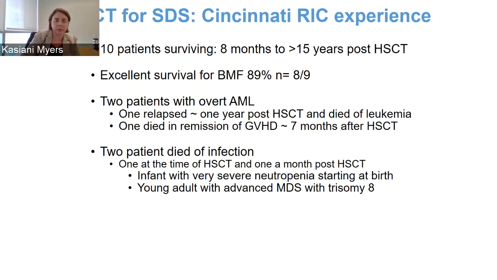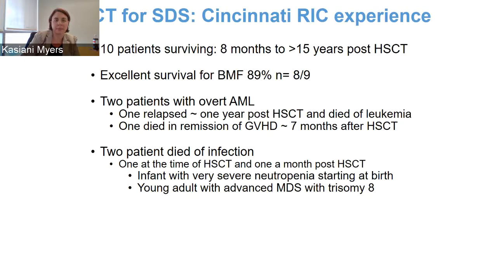10 patients are currently surviving at 8 months to greater than 15 years post-transplant, and there is excellent survival for bone marrow failure at almost 90%. In the 2 patients with overt AML, 1 did relapse a year post-transplant and die of leukemia, and 1 died in remission of graft versus host disease 7 months after transplant. The 2 other patients died of infection, 1 an infant at the time of transplant with very profound neutropenia that had started at birth, and another young adult with advanced MDS.